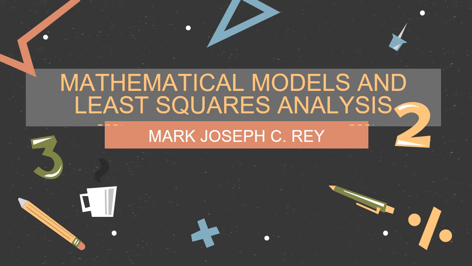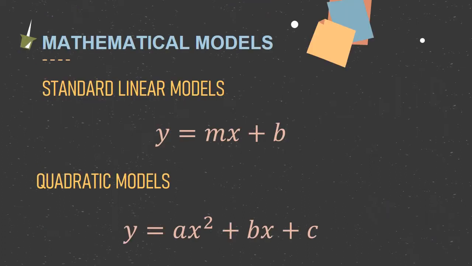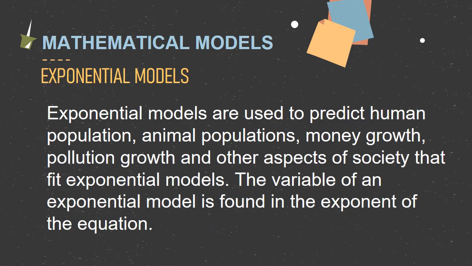Okay, so our topic to be discussed is about mathematical models and least square analysis. Mathematical models. For standard linear models, we have y is equal to mx plus b. For our standard form of the equation, we have quadratic models. We have y is equal to ax squared plus bx plus c.